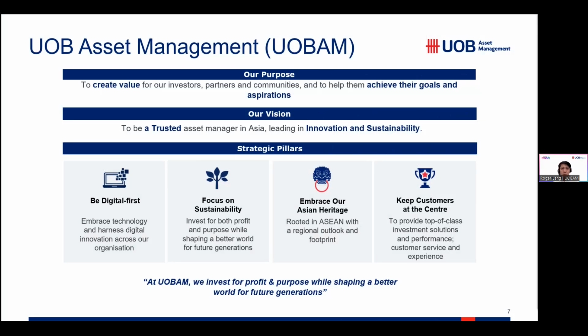For those who are still new to investment and new to UOBAM itself, UOB Asset Management's purpose is to create value for investors, partners, and communities, and to help them achieve their goals and aspirations. Our vision is to be a trusted asset manager in Asia, leading in innovation and sustainability. All in all, we have four strategic pillars: be digital first, embrace technology and harness digital innovations. We focus on sustainability as well, investing for both profit and purpose while shaping a better world for future generations. We embrace our Asian heritage, rooted in ASEAN with a regional outlook and footprint. Lastly, we keep our customers at the center, providing top-of-class investment solutions and performance. At UOBAM, we invest for profit and purpose while shaping a better world for future generations.